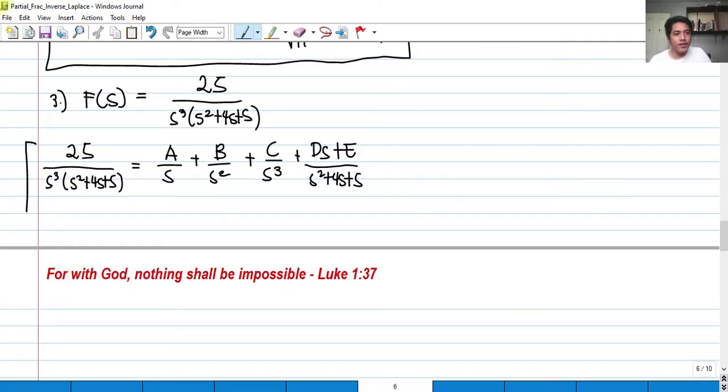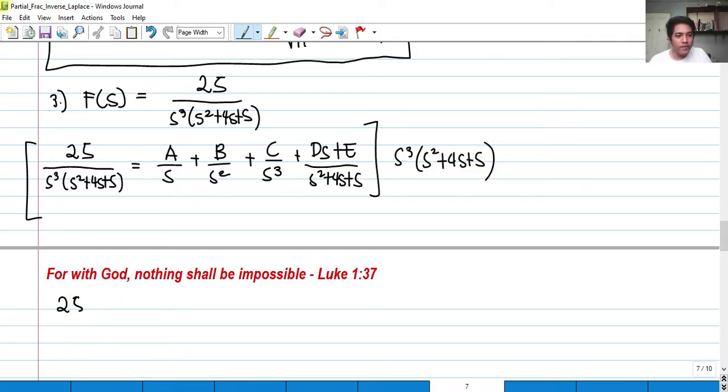So if we multiply this whole equation by s cubed times s squared plus 4s plus 5, what will happen? We have 25 equal to a, multiplied by s cubed and divided by s, so one s of this would cancel, and that would be s squared, multiplied by s squared plus 4s plus 5. For the second term, s cubed over s squared, we have b times s, because s cubed would be cancelled by s squared.